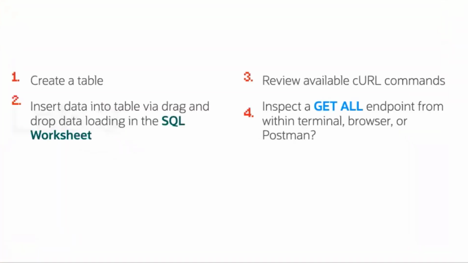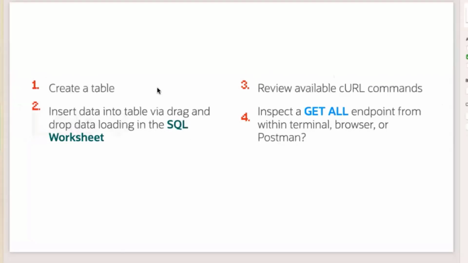And now we're back at lab 3. So for lab 3, this is just a summarization of what we'll do in this lab. So we'll create a table. We have a CSV that has 3 columns. It's got 10 or 12 rows in it, just really something simple. We'll do that through the SQL worksheet. We'll take a look at all the available curl commands. And then we'll take one of those curl commands, the get all endpoint, and we'll plug that into our browser and we'll take a look at the JSON that comes back.